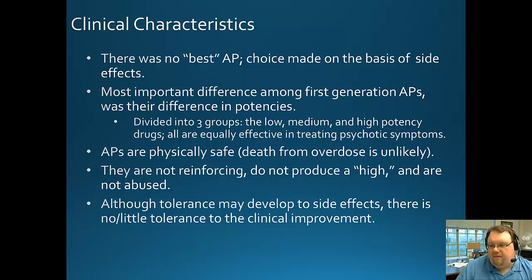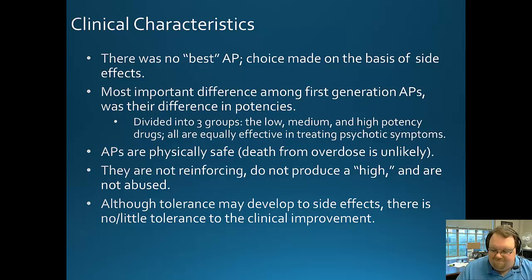So the book says, and this I agree with, it was mostly talked in with the first generations here, but really, in my mind, after looking at the literature, I don't think there's a clear best antipsychotic. It's really more of a question of side effects, as we'll talk about. All these have significant side effects that you have to consider. So, with the first generations, they all were about equally effective. The main difference was how potent they were, as we showed with that earlier slide.